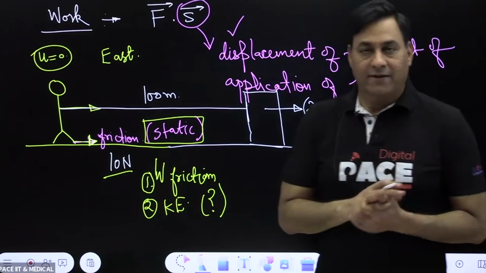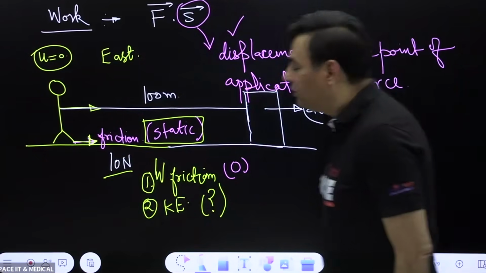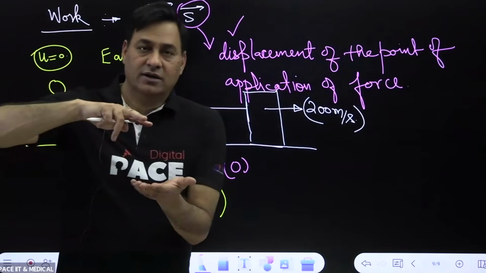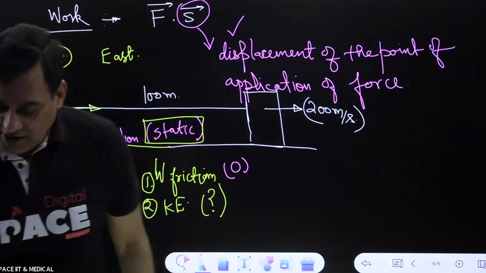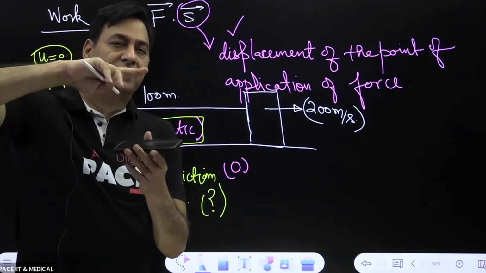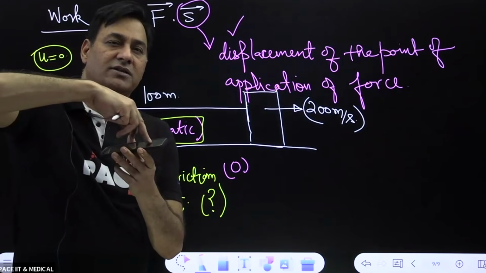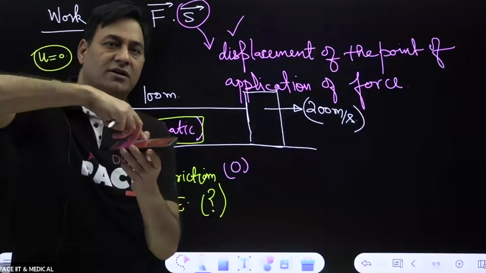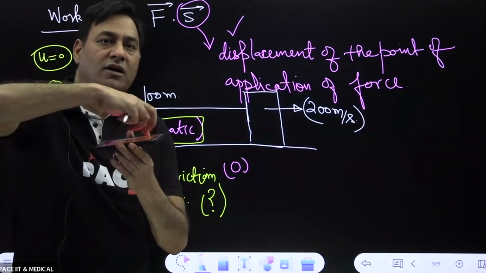Zero, sir. Work done by friction is zero. And let me explain that to you. When you run, friction acts, but it does not supply energy. Please try to understand this. When I am running on the ground, one foot is in the air, one foot is on the ground, and this is how I am running. Please pay attention, everyone. How do we run? This is how we are running on the ground.